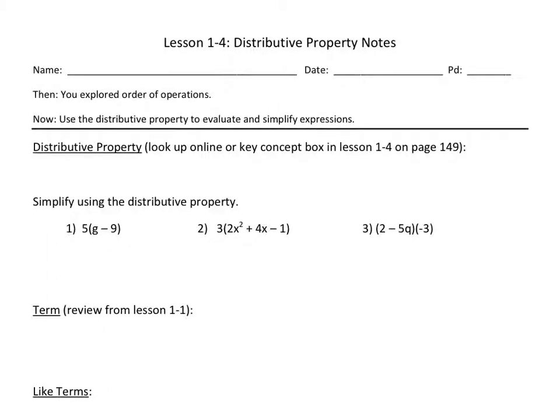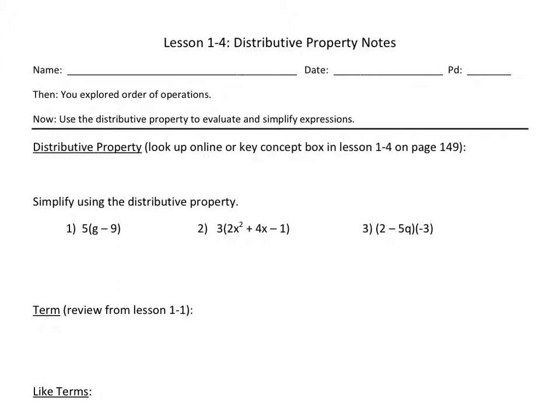All right, today we're going to be looking at lesson 1.4, which is the distributive property. Before this lesson, we were exploring order of operations. Now we're actually going to look at what happens when we have something like order of operations, but there's a variable involved. What can we do to simplify that?